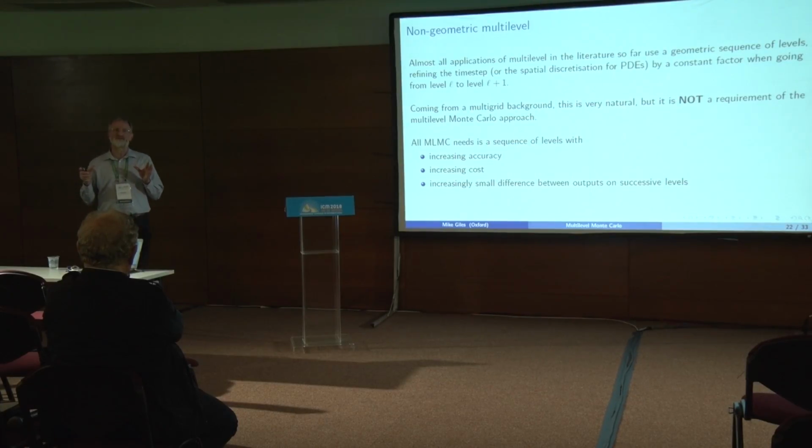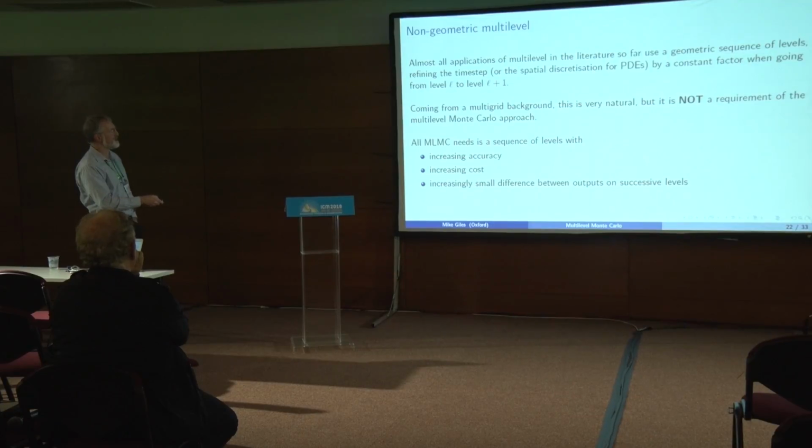I would say about 95% of the literature now on multi-level Monte Carlo has a geometric sequence of levels. That's a sort of natural thing in many, many applications. But it is not a requirement of the multi-level. I just want to make that point, that all we really need is a sequence of levels with increasing accuracy, but at increasing cost. We have that trade-off. And so increasingly small differences between the output quantity of interest on successive levels.